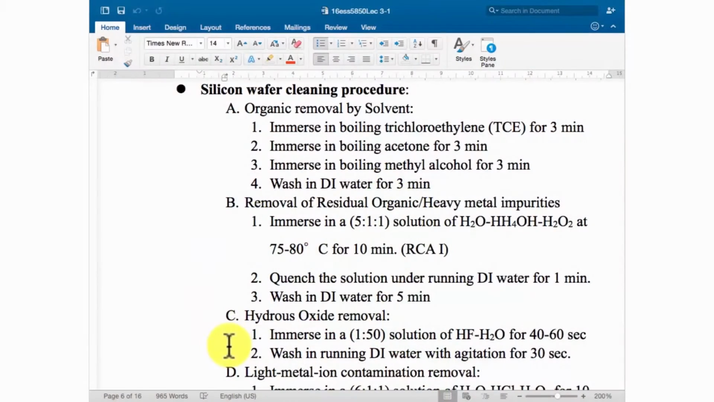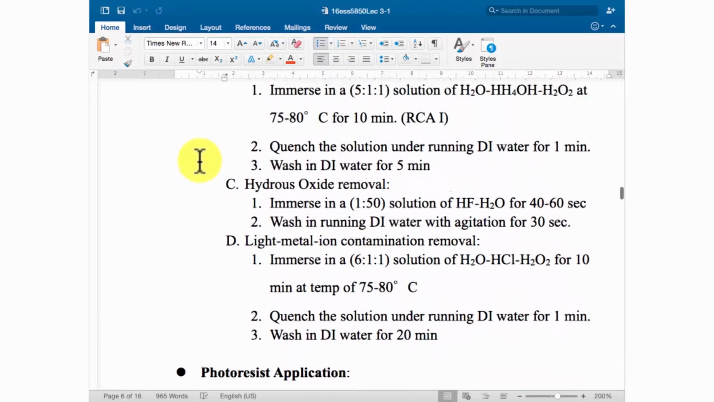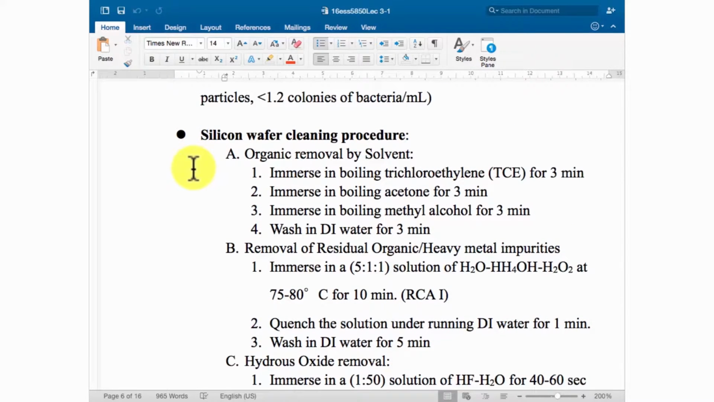If your process does not need that whole combination, maybe you can use only part of it. For example, if you don't have heavy metal or light metal, you can use only the first one, the organic removal process. Some oxide removal may be necessary. Sometimes, if you don't care about the oxide on the surface, you can use only the first part to do the cleaning. So this is the first process on your silicon substrate for lithography: you need to clean the surface of particles and contaminants.